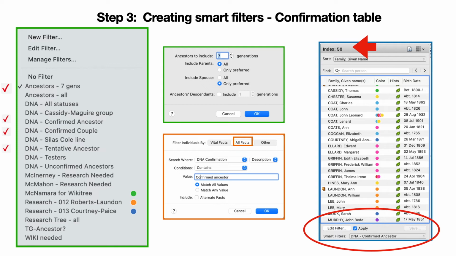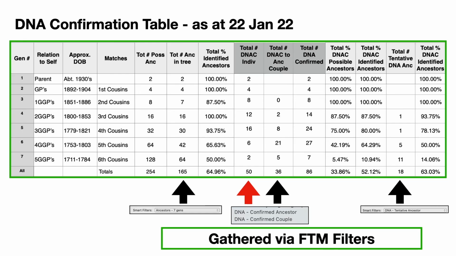Applying it in the edit filter, selecting the DNA confirmed ancestor down the bottom there. And then that's given me a result of 50 people. So that's 50 DNA ancestors that I have individually confirmed in my tree. And you can see them in the DNA confirmation table there, where the red arrow is. There's the 50. So it's easily updated next time. If you had 48 last time, you can see exactly where they've come in and double check them.